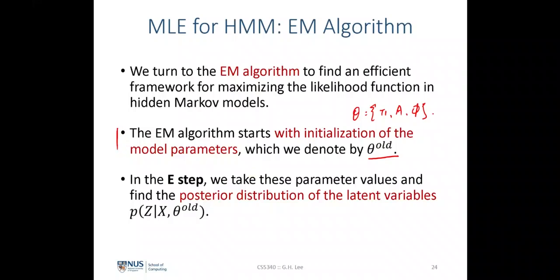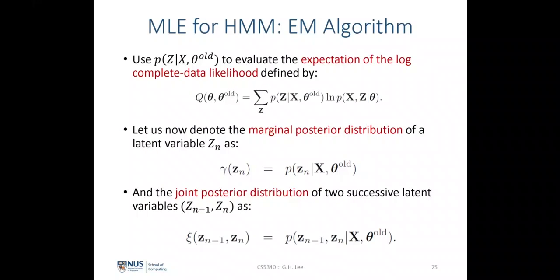In the expectation step, otherwise known as the E step, we take these parameter values and find the posterior distribution of the latent random variables. This step here remains the same, and then we will make use of the posterior distribution of the latent random variables, p(Z conditional upon X and theta old), to evaluate the expectation of the log complete data likelihood as defined by this term over here.